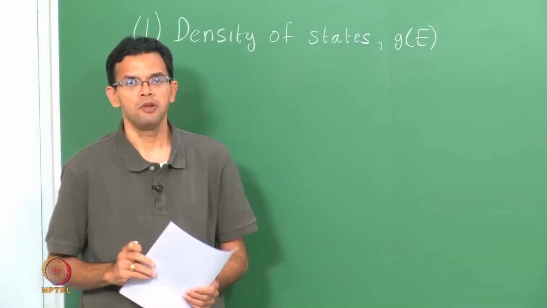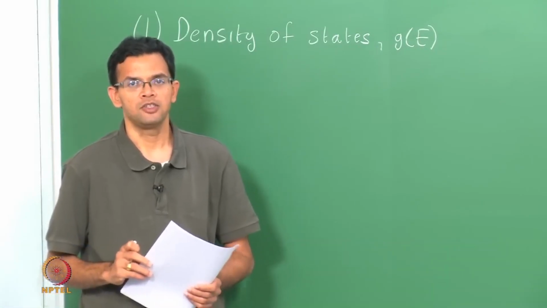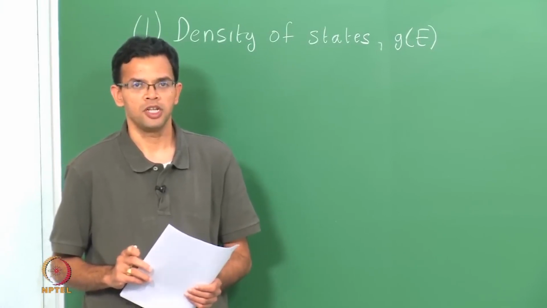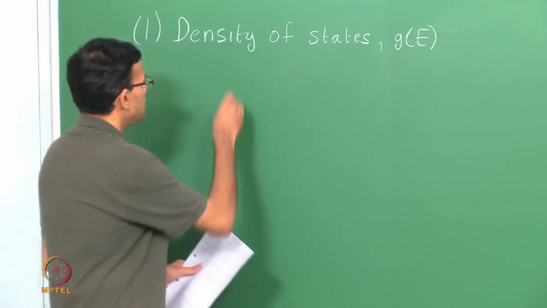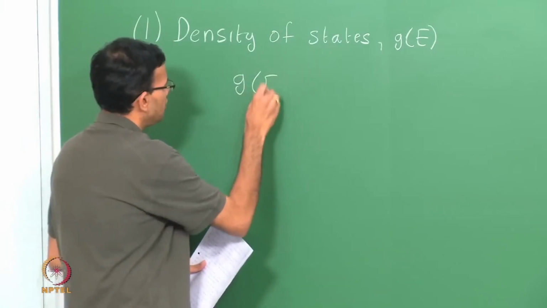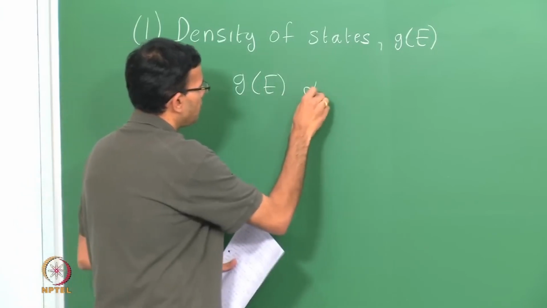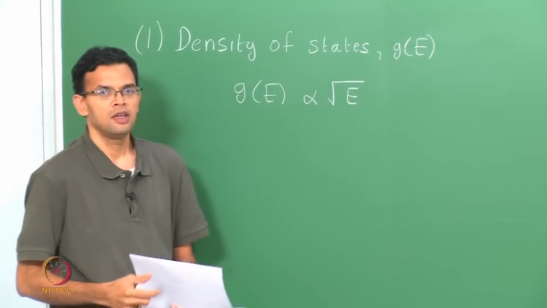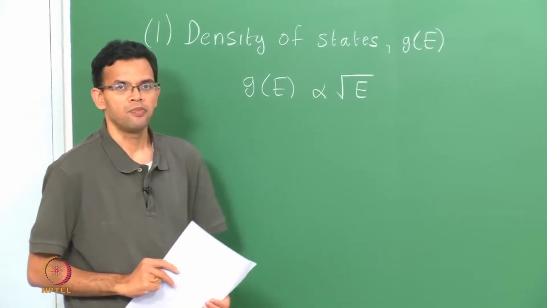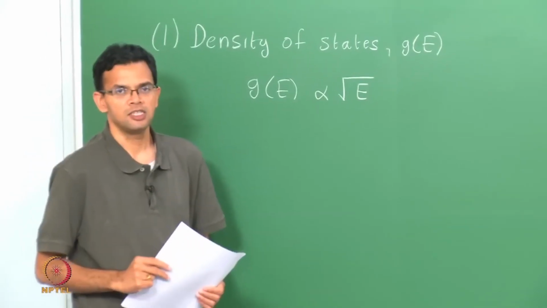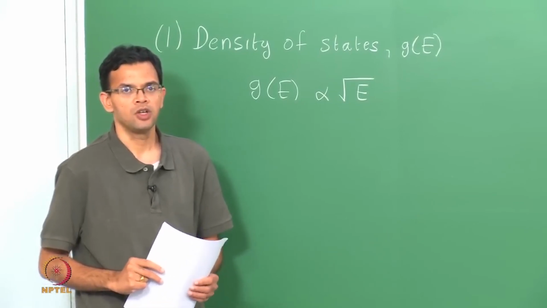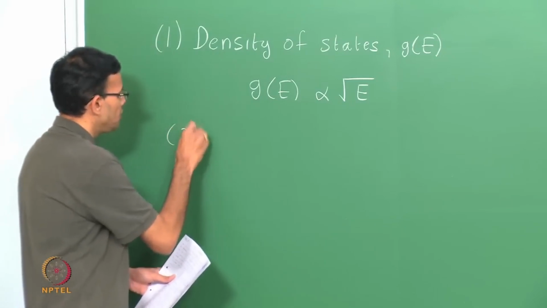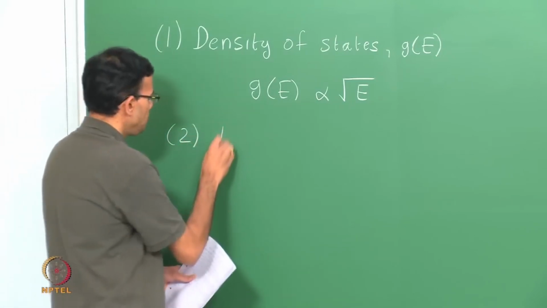We looked at a simple model where we had a solid as a uniform 3-dimensional box with no potential. In such a case, we found that the density of states is directly proportional to the square root of the energy. So, thus as the energy goes up, the total number of available states for the electrons to occupy also go up. We also looked at another concept which we call the Fermi function.